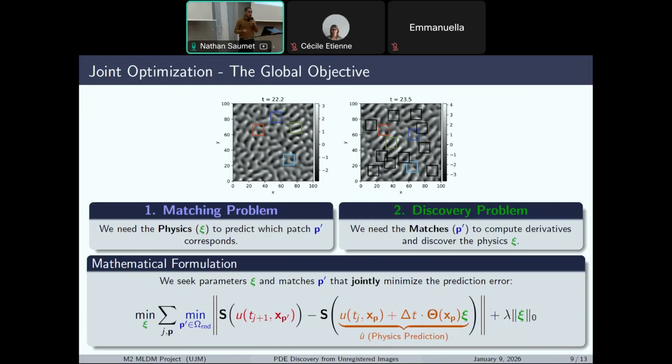However, we have two problems. First, we have the matching problem because we actually need this PDE, so the partial differential equation, so the coefficient xi, to predict which patch corresponds at the next time step. And we also have the discovery problem because we actually need those pairs of evolution patches to apply the regression problem and to discover the coefficient xi. I will not enter into the detail of the mathematical formulation, but the idea is to search jointly for the parameters xi and the pairs of patches.